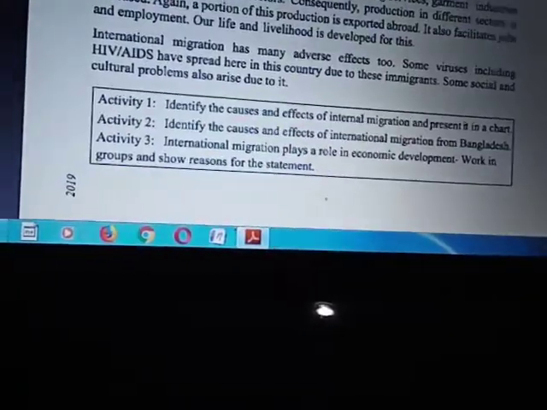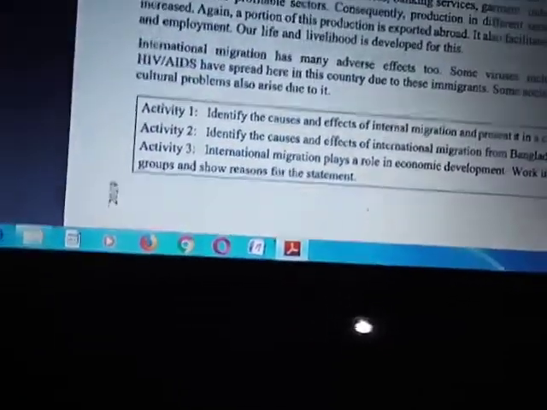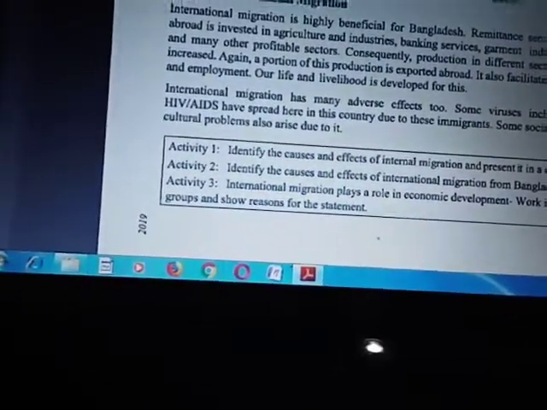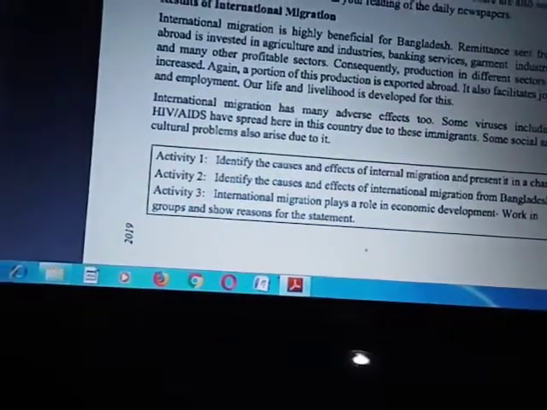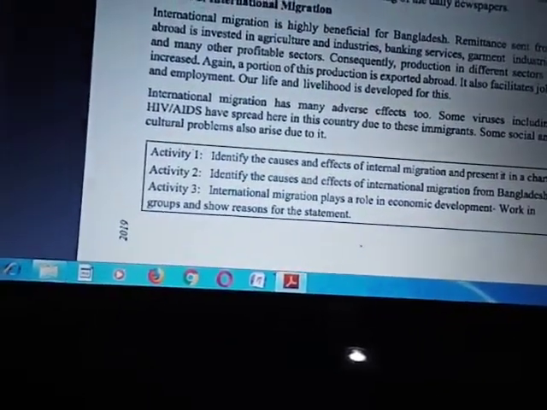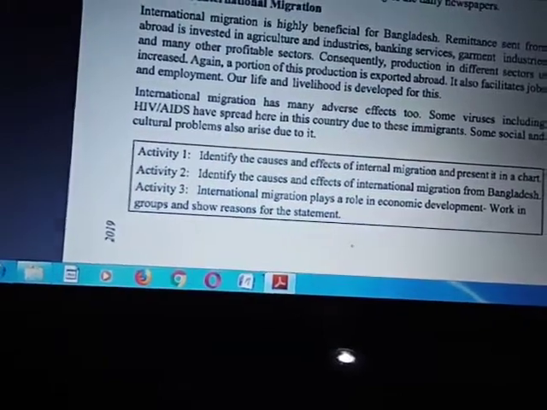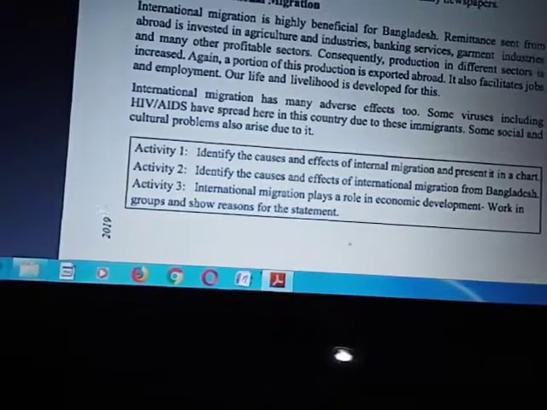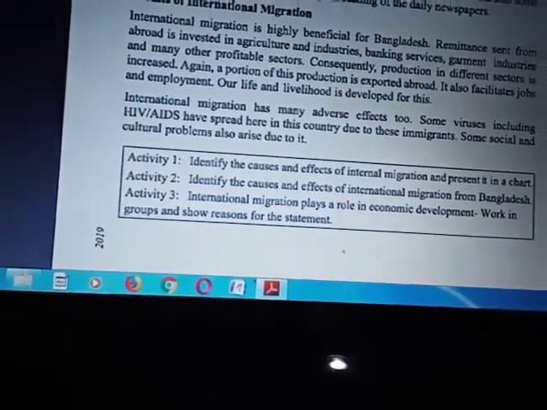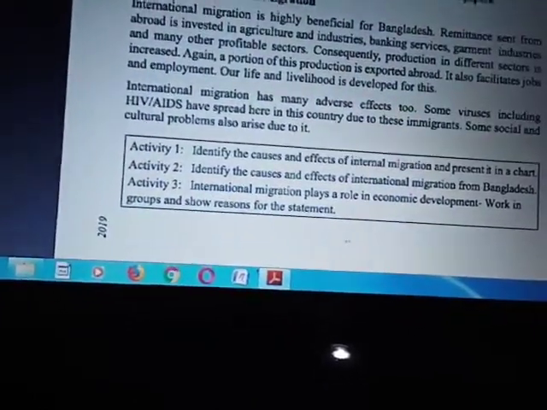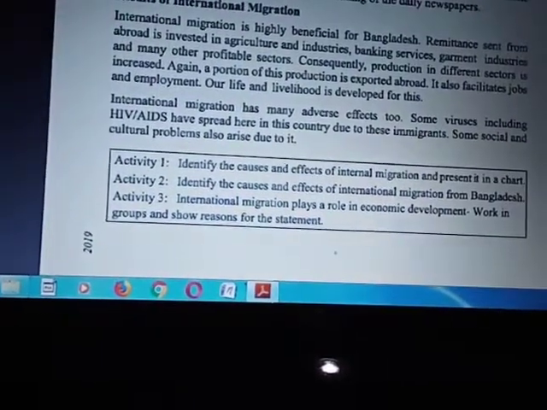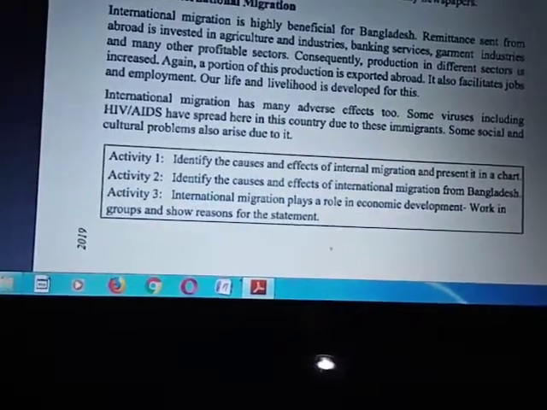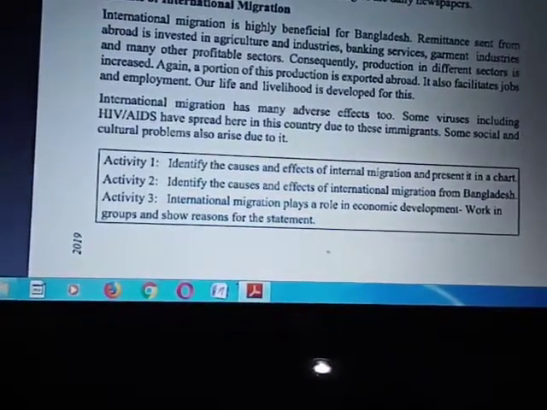Result of international migration. International migration is highly beneficial for Bangladesh. Remittance from abroad is invested in agriculture, industries, banking services, garments industries, and many other profitable sectors. Consequently, production in different sectors is increased. Again, a portion of this production is exported abroad. It also facilitates jobs and employment. Our life and livelihood is developed through these.